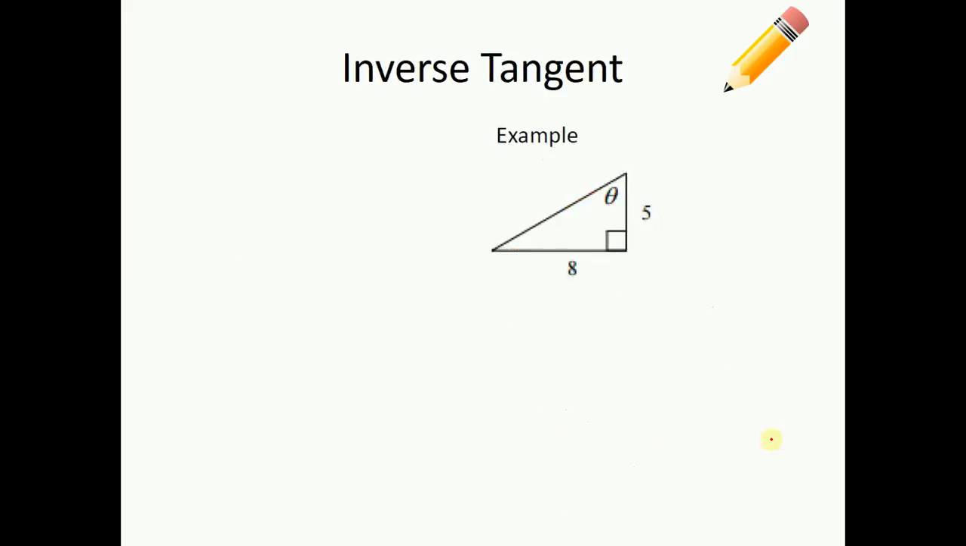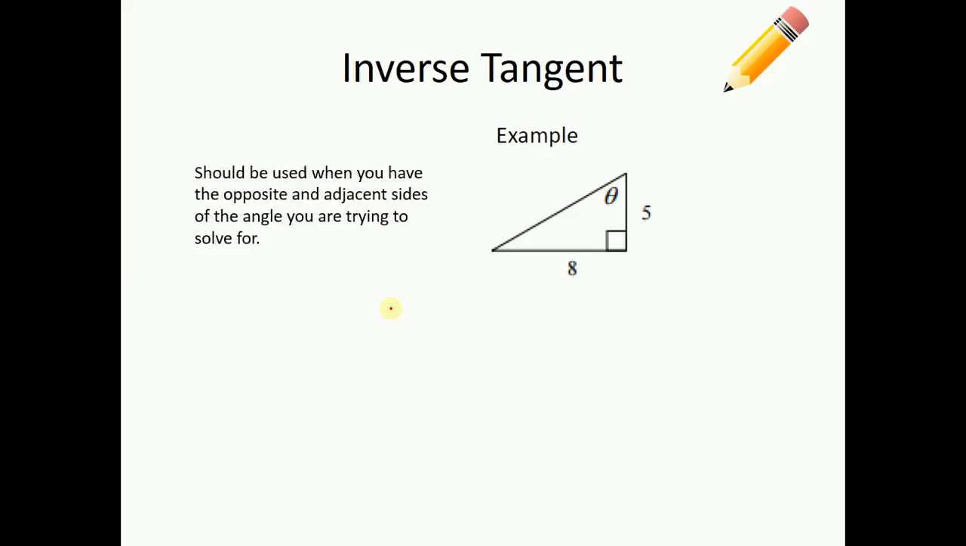Let's try inverse tangent now, guys. So inverse tangent, when should you use it? It should be used when you have the opposite and adjacent sides, just like when we use tangent when we're trying to find a side. But this one is of an angle. Now notice, guys, there's kind of, I'll call it an O.